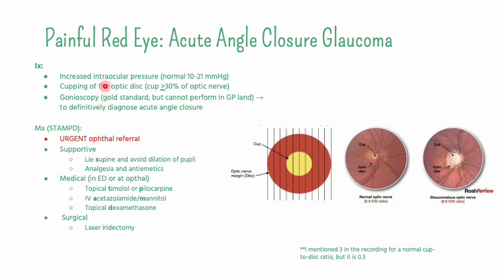A gonioscopic examination is the gold standard to assess the angle between the iris and the cornea to determine the extent of the closure. It doesn't necessarily diagnose acute angle closure glaucoma, and it's a subacute type of investigation and really shouldn't be considered when you have determined that this patient has acute angle closure glaucoma.